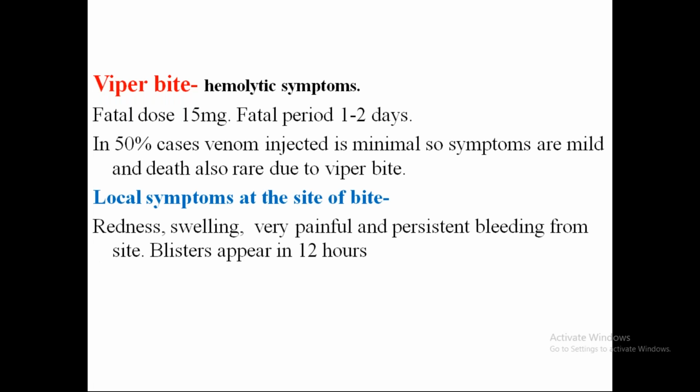Viper bite now. Viper bite is a hemolytic poison, hemotoxic or vasculotoxic. How to remember: V for V, V is vasculotoxic. So viper bite is a vasculotoxic, hemotoxic, or hemolytic poison. What is the fatal dose? Fatal dose is 15 mg and fatal period is 1 to 2 days. In 50% of cases, the venom injected is minimal, so symptoms are mild and death is also rare due to viper bite.